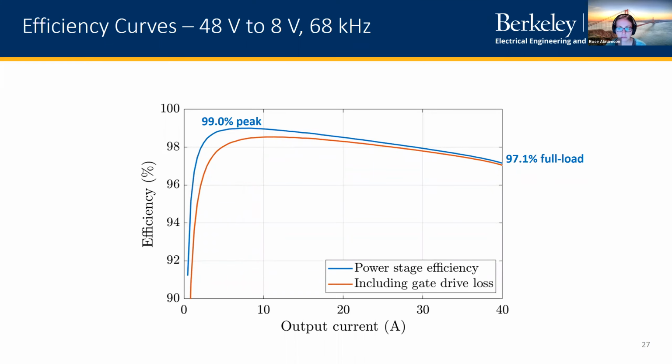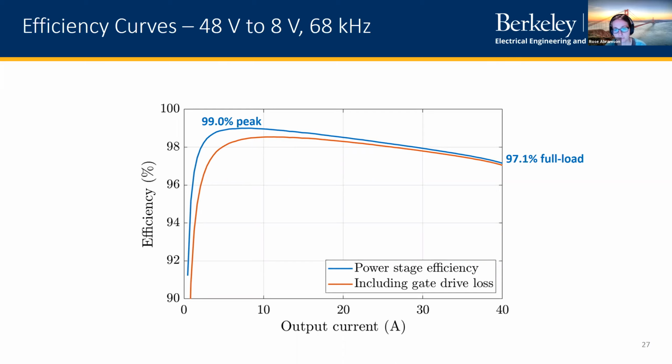So if we look at the efficiency for 48 volts, we've included both power stage efficiency as well as efficiency including gate drive loss. This is done because sometimes in this area, people just report power stage efficiency if perhaps they haven't optimized their gate drive. So we like to include both so you can compare to whichever one better suits your application.